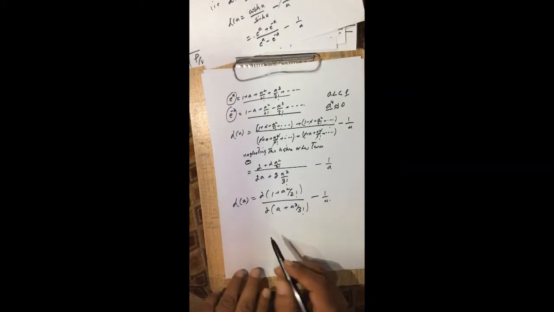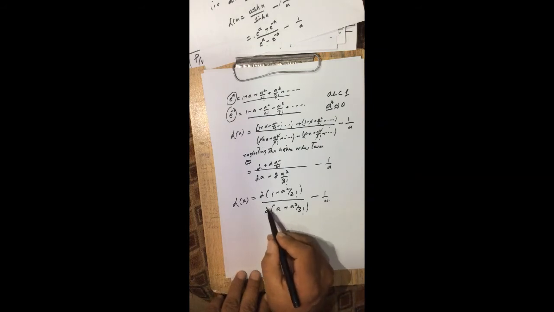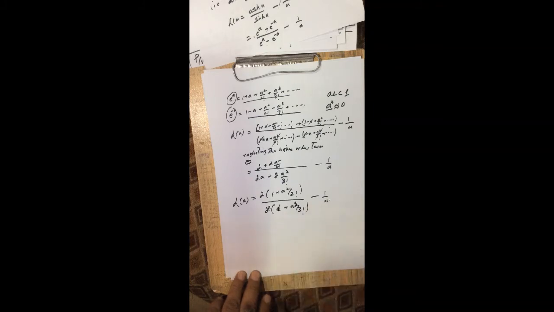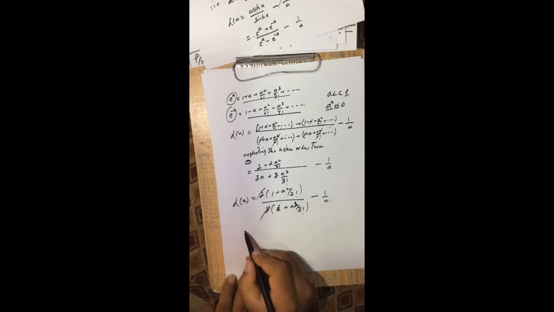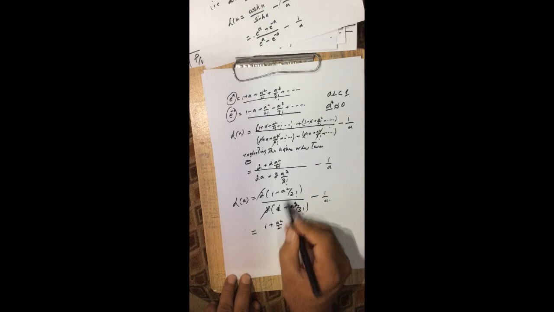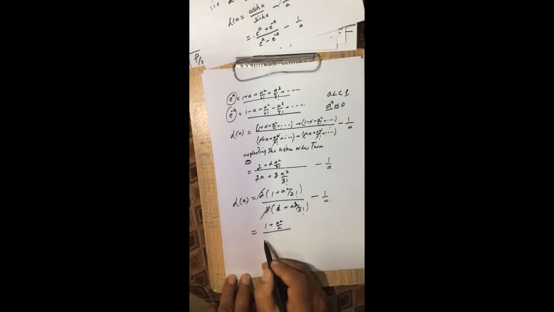Now next I have to solve this. I will take 2a common, so here we are left with a, and here we are left with a square over 3 factorial. So this 2 cancels with this 2. So we get 1 plus a square over 2, because 2 factorial is equal to 2, divided by a, into 1 plus a square over 3 factorial, which is basically equal to 6, and we have minus 1 over a.